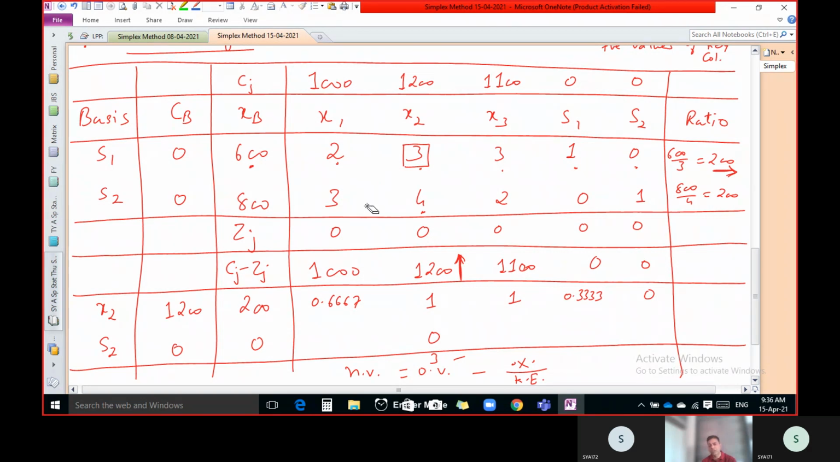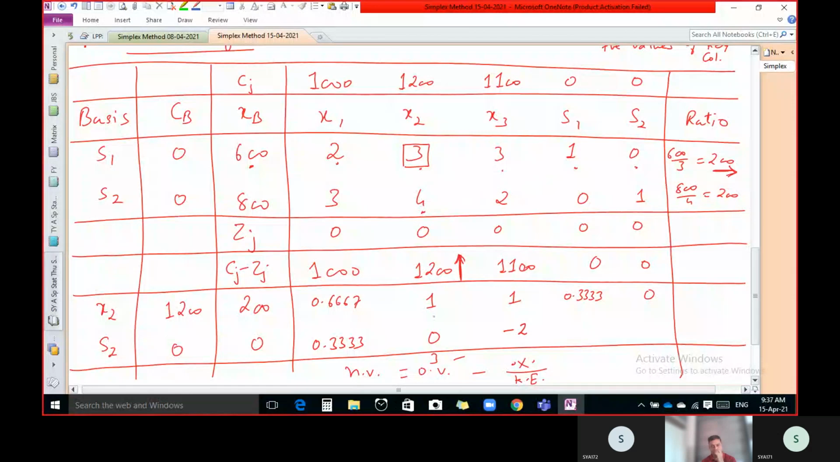Now if I want to calculate here, my old value is 2. 2 minus, what will we do? The corresponding dotted value here is 3 and here the dotted value is 4, because you have to see the dotted value in the row and in the column. So in the column the dotted value is 3 and in the row the dotted value is 4. So 3 into 4 divided by the key element, which is 3. If we cancel this we get 4. So 2 minus 4 we get minus 2. So you have to write minus 2 here.